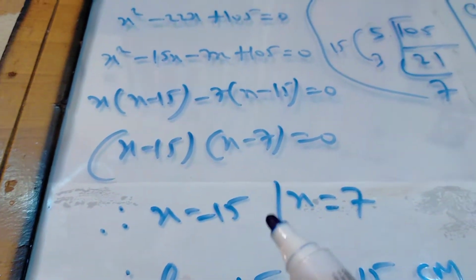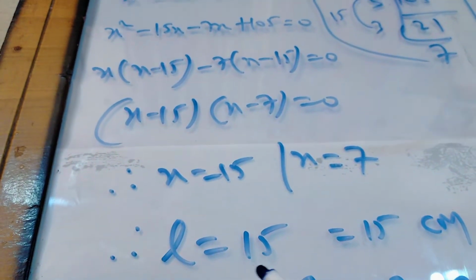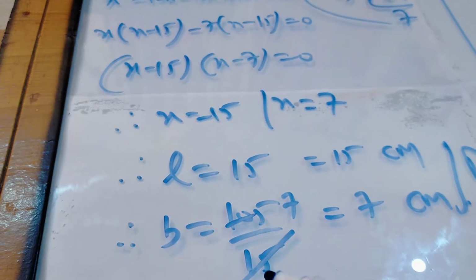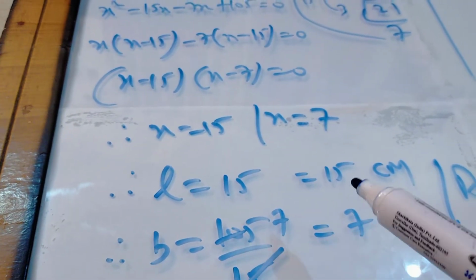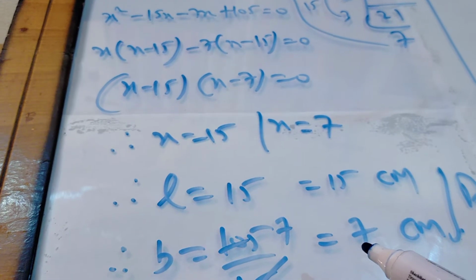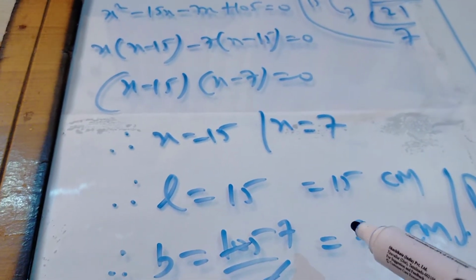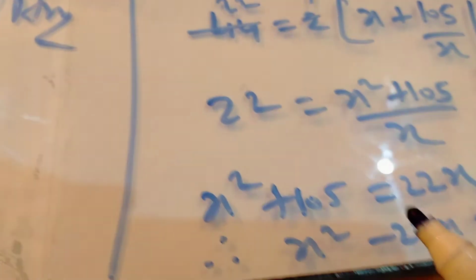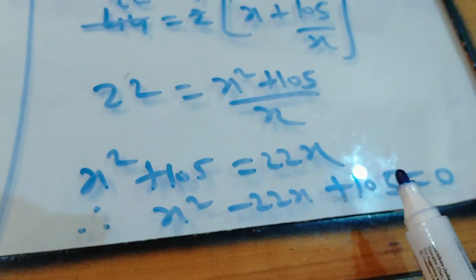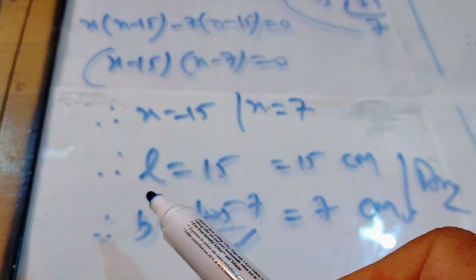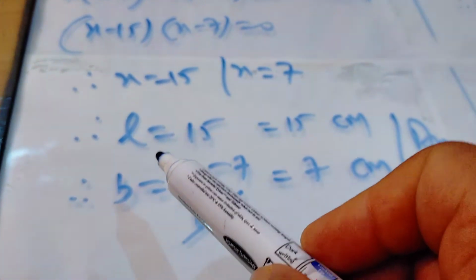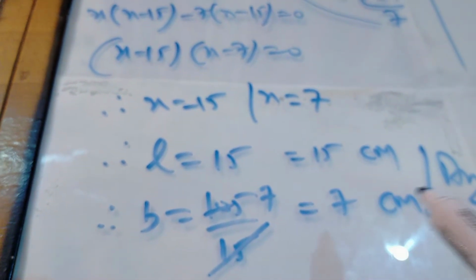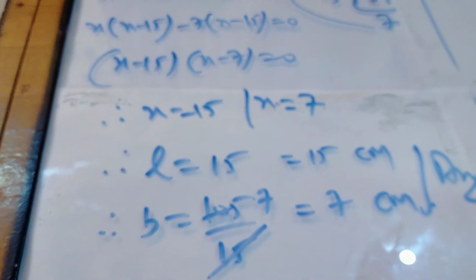Length is always more than breadth, so the length is 15, and breadth, you know, is 105 upon x, so 105 upon 15 gives 7. So length is 15 and breadth is 7. These are the answers. We have done both things in this question: he asked for this equation in terms of x, which we calculated, and second, he asked to find the dimensions. Dimensions mean length and breadth. So the length of this rectangle is 15 centimeters and the breadth is 7 centimeters. This is the right way to solve this question.